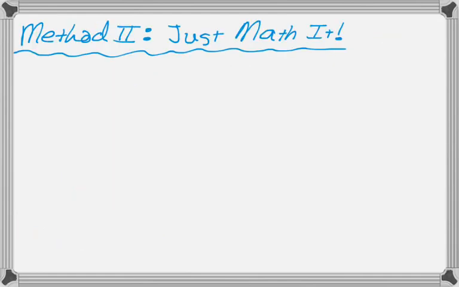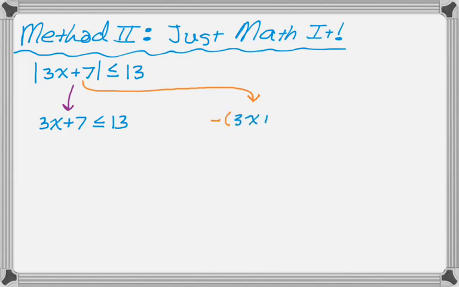The next method that I want to talk about is where you just kind of math your way through it. So this is almost identical to the process of solving the equation, but now that flipping the inequality thing is going to come into play. So I have this. So what I do is I get two equations out of it. One where the thing on the inside is the same, and the other where you need the opposite of the thing on the inside.